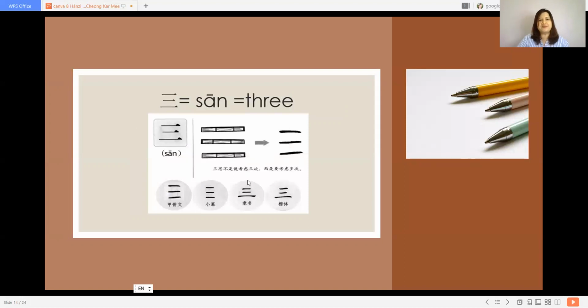Okay, how about this one? If one line indicates one, two lines indicate two, how about three lines? Three lines indicate three. So one line, two lines, three lines indicate numbers. Three lines indicates three. Okay, this is also an example of ideograph.